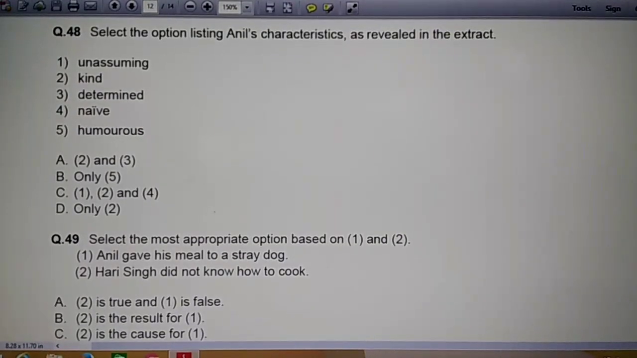Select the option listing Anil's characteristics as revealed in the extract. 1, unassuming. 2, kind. 3, determined. 4, naive. 5, humorous. So the right option for that will be C, 1, 2 and 4.